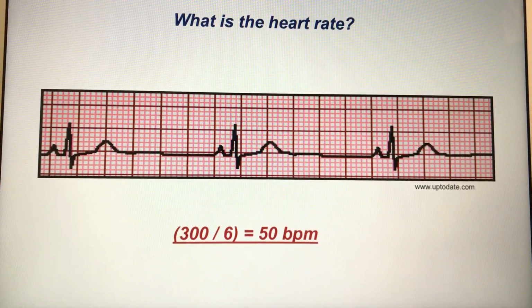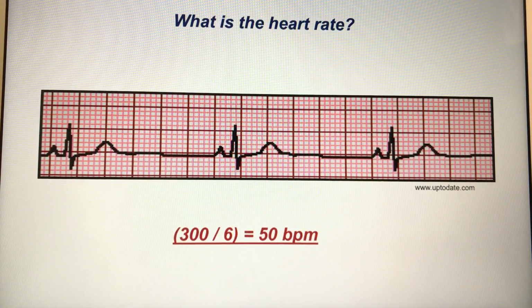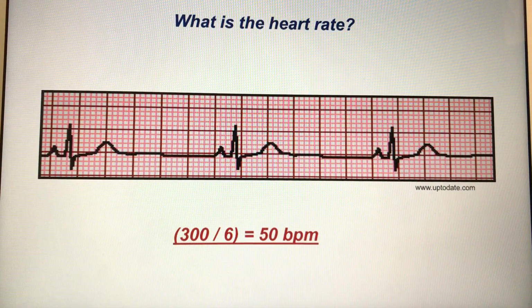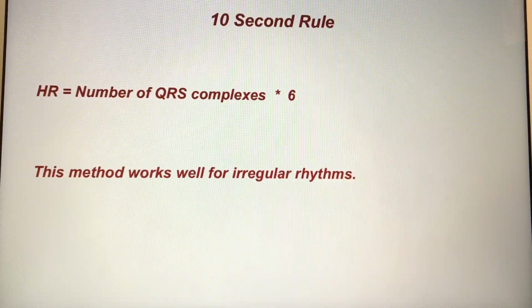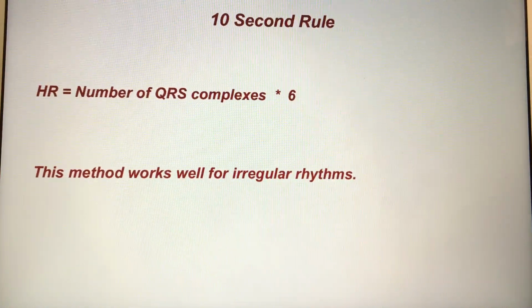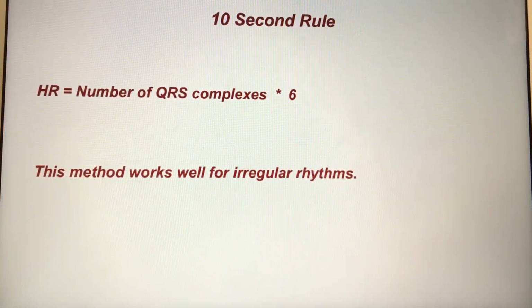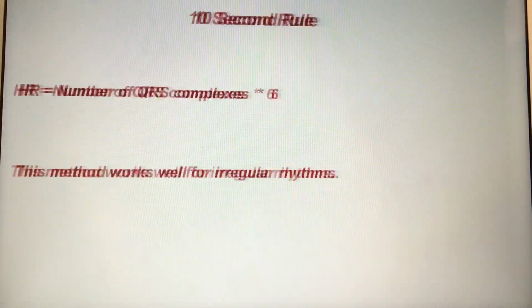How did we get 6? That is a number of blocks that is present between two QRS complexes. So the heart rate is about 50 beats per minute. A 10-second rule is used whenever the rhythm is irregular. How is it determined? That is, heart rate is equivalent to number of QRS complexes into 6.